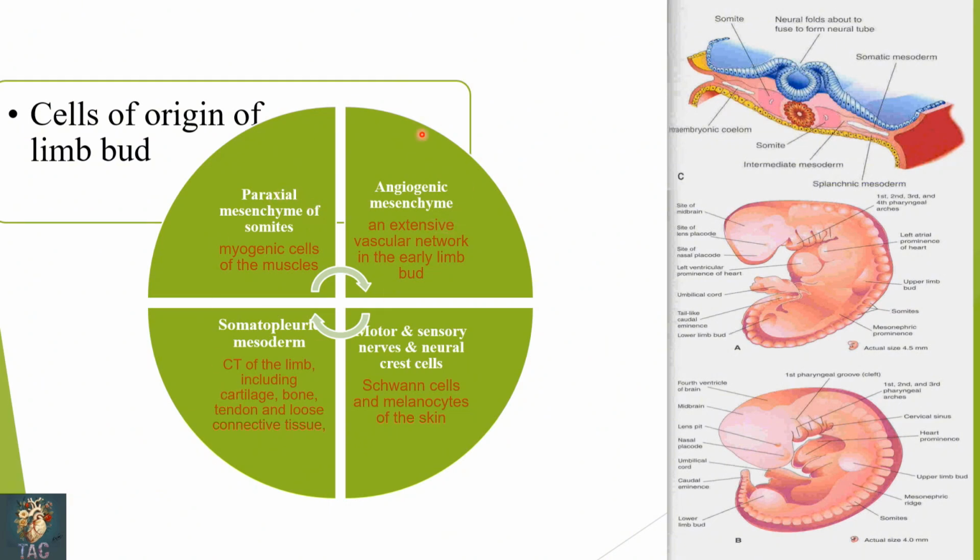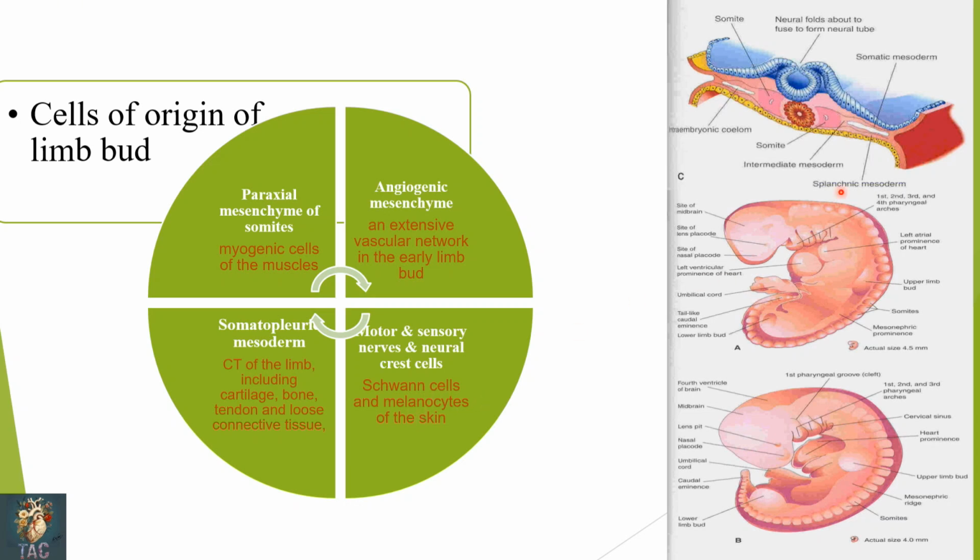Then the angiogenic mesenchyme, which forms an extensive vascular network in the early limb bud, and along with this, motor and sensory nerves which will innervate this area, and also the neural crest cells which will form the Schwann cells and melanocytes of the skin.